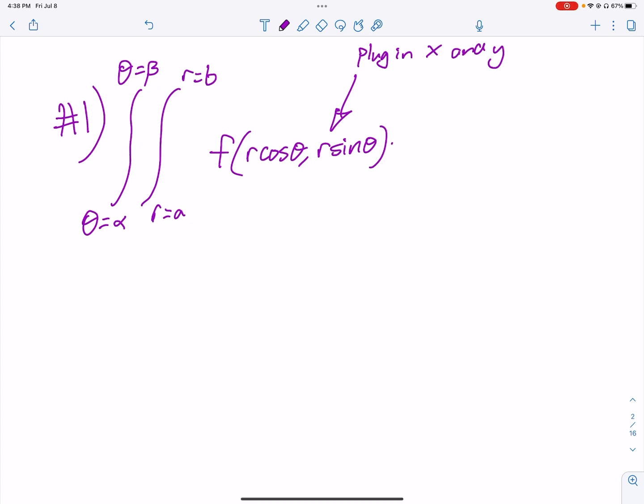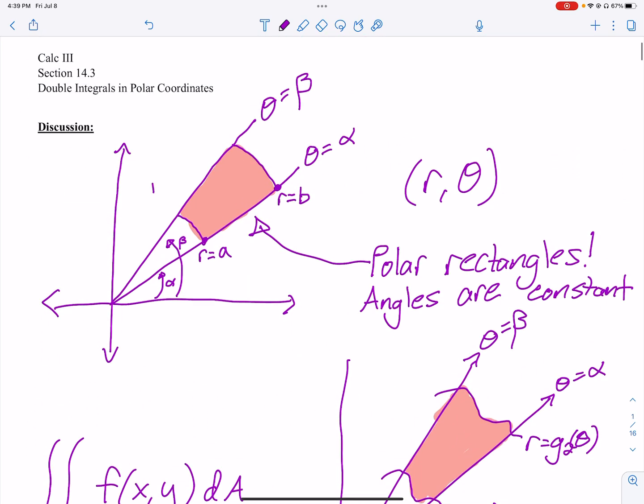We're going to see a lot of that going forward, plugging things in, and we need to know what that means. We are just creating a middle pathway to get to x and y. We then change dA to r dr d theta. That was that first option up here. If you want to go back up, this was number 1.